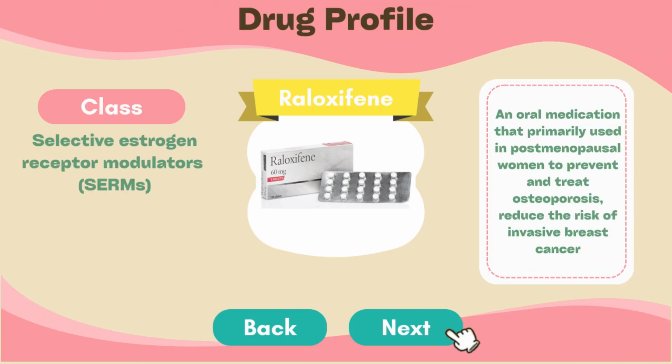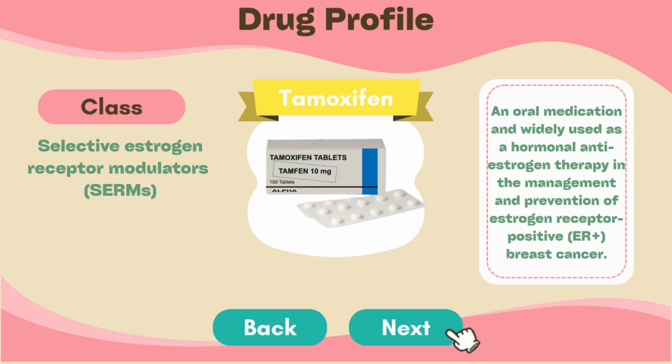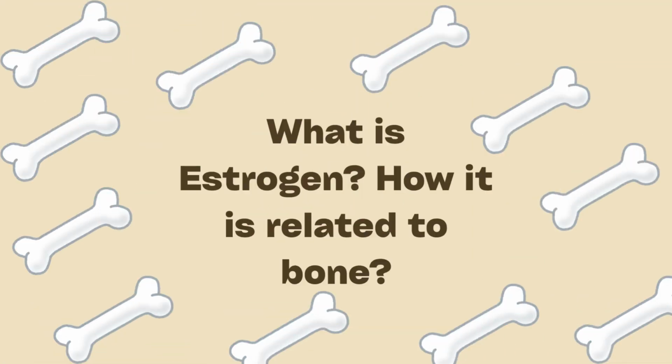First profile is RALOXIFENE, a class of selective estrogen receptor modulator. It's an oral medication primarily used in postmenopausal women to prevent and treat osteoporosis, and reduce the risk of invasive breast cancer. Next is TAMOXIFEN. It's also a class of selective estrogen receptor modulator. It's an oral medication and widely used as a hormonal anti-estrogen therapy in the management and prevention of estrogen receptor positive breast cancer.